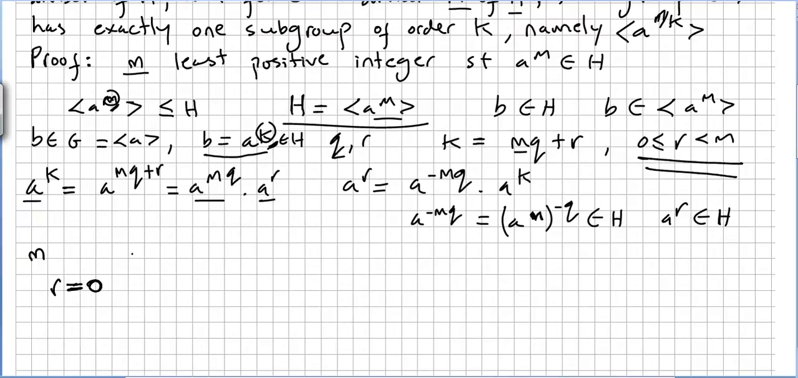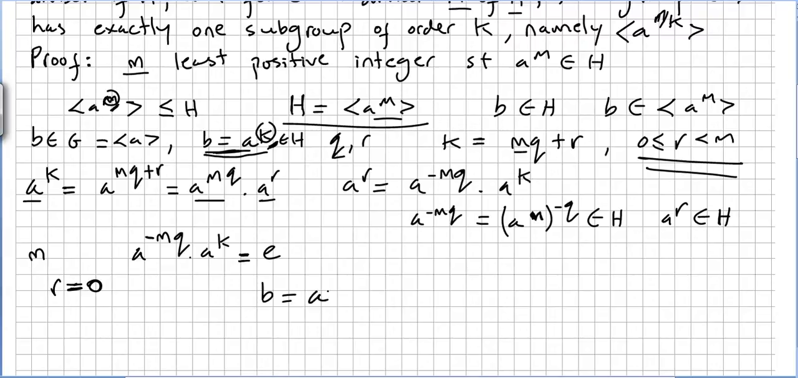So a to the power of minus mq times a to the power of k has to be the identity. Okay, so b will be, where is my b? I lost my b now. Yes, b is here.